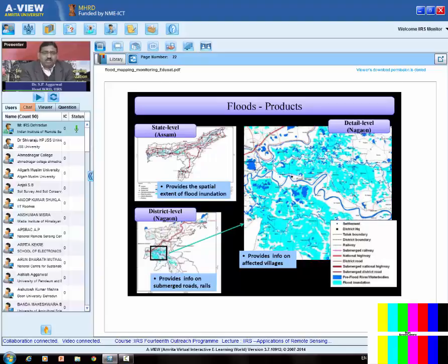So whenever NRSC generates the flood products, what information do they give basically? They give all information, not only the flooded inundation area, even the river network, road network, railway line network, even the inundated railway line, inundated road, all this information they provide. So this type of product is available and will be given to the concerned authorities.